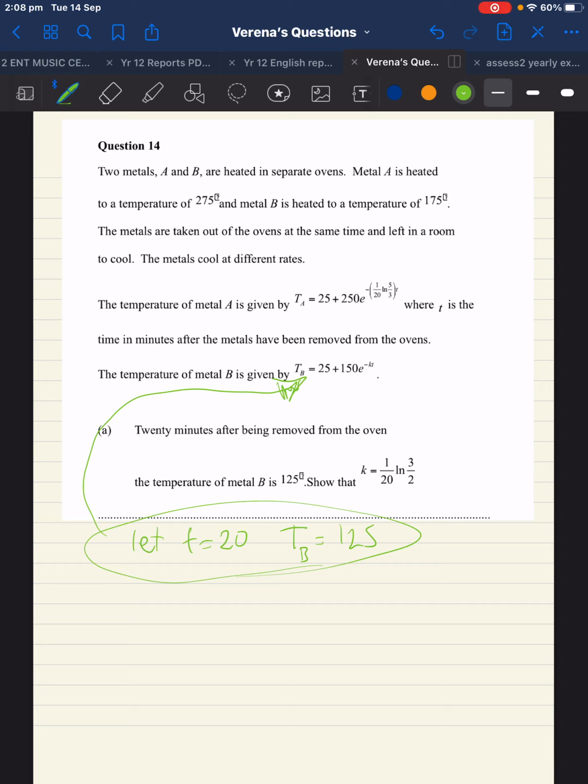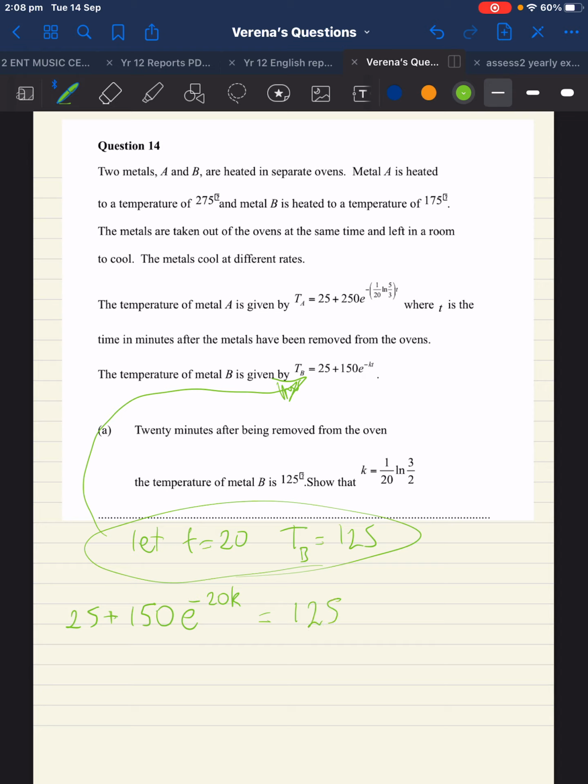So letting T equal 20 and capital TB equal 125, that ultimately gives us the result 25 plus 150 e to the minus, okay, T is 20, right? So I've replaced T with 20 and I'm replacing this capital T with 125.